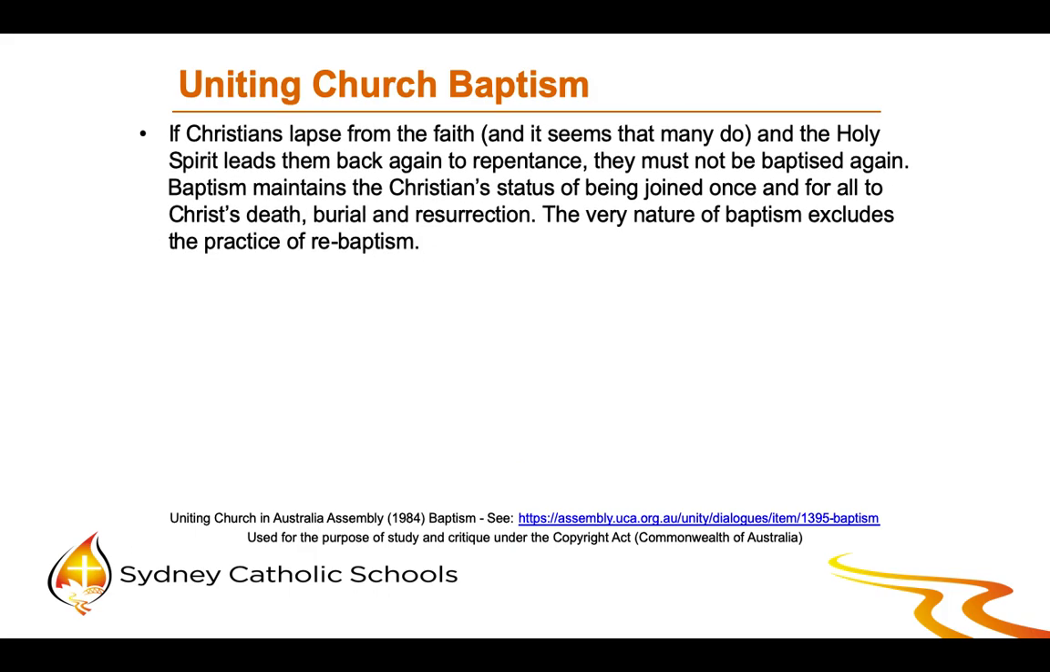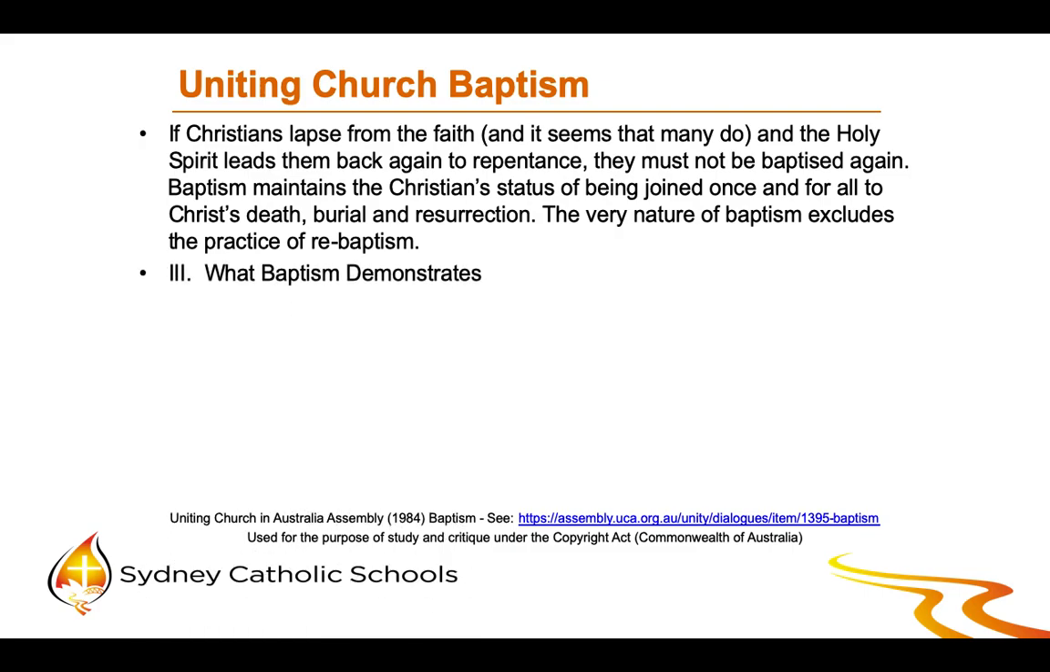If Christians lapse from the faith, and it seems that many do, and the Holy Spirit leads them back again to repentance, they must not be baptized again. Baptism maintains the Christian's status of being joined once and for all to Christ's death, burial and resurrection. The very nature of baptism excludes the practice of re-baptism.